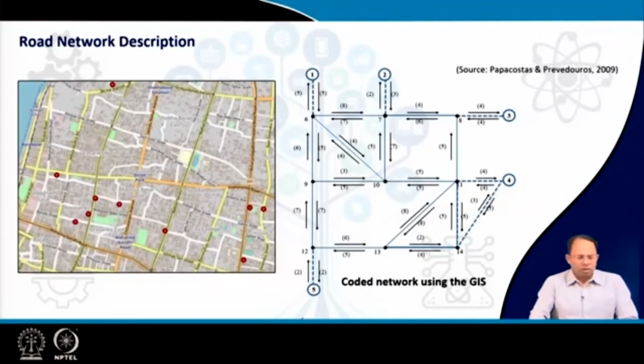So this is how it looks. As you can see, we have a road network on this side. You can see there are different points in the node network, and now we have coded it using GIS, or we have abstracted that entire road network into a link node diagram. In this case, you can see that these are the different nodes. This one we can call a centroid node.